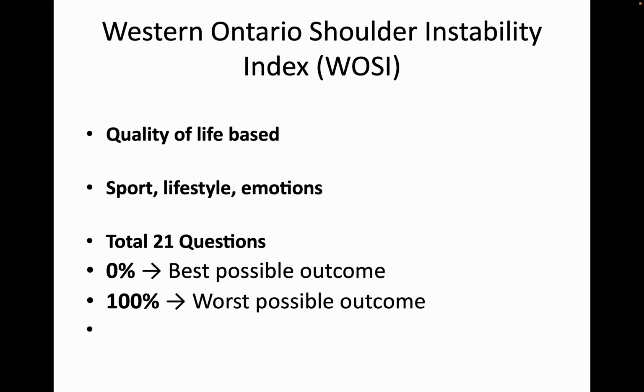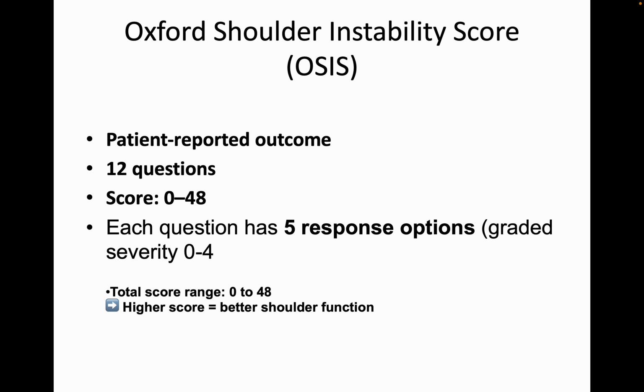The index has 21 questions and each of them has four domains. The first part is the VAS score and the second part is a functional outcome. In the functional outcome we have 21 questions. It is an inverse score, in the sense that 0% is the best outcome measure and 100% is the worst outcome measure. Let's see the third score.